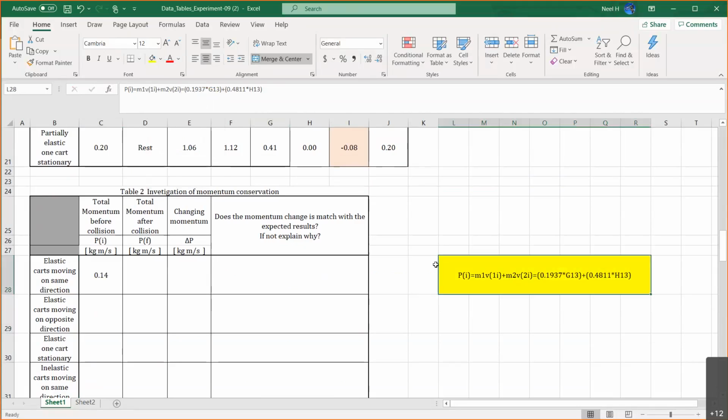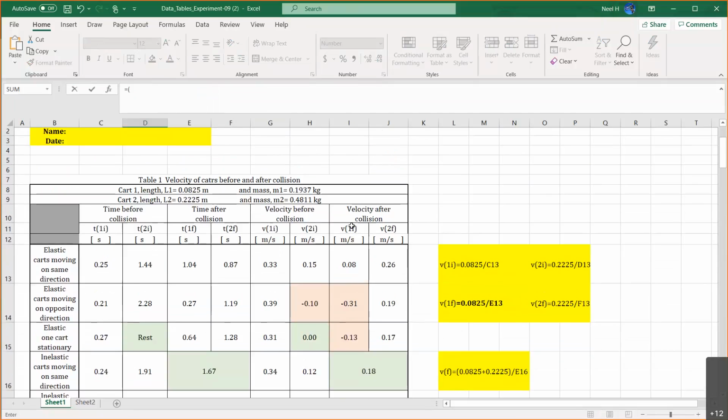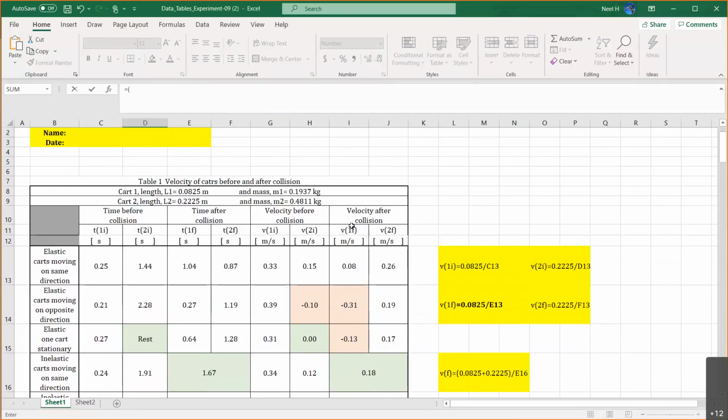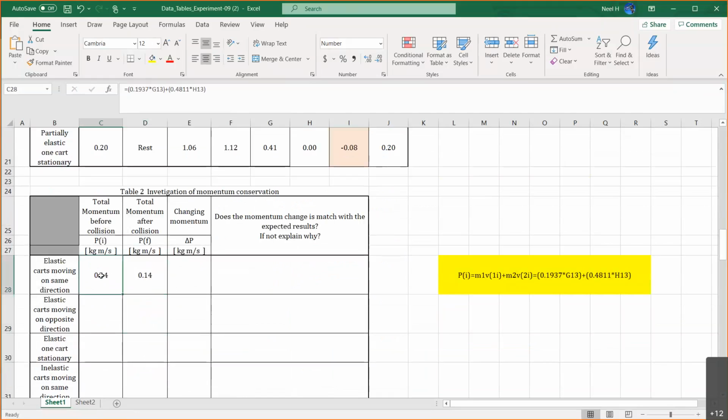All right, so let's do final momentum. The same way, but slightly different because I have to use the final velocities. So the mass of object number 1, 0.1937, multiplied by velocity after collision of object number 1, cell value I13, close bracket, plus open brackets, mass of object 2, 0.4811, multiplied by velocity of object 2 after collision, cell J13, close brackets, hit enter. They're exactly the same. That's what we're expecting. Momentum must be conserved, right?